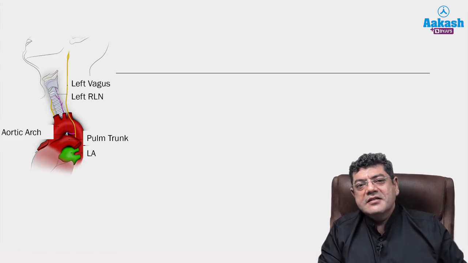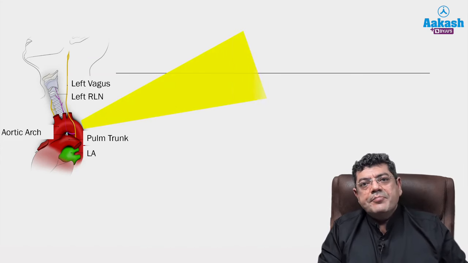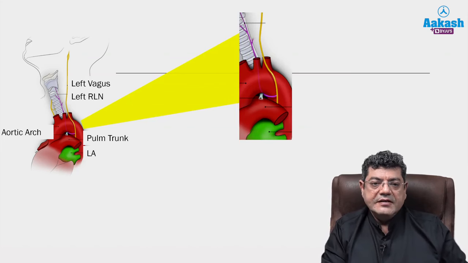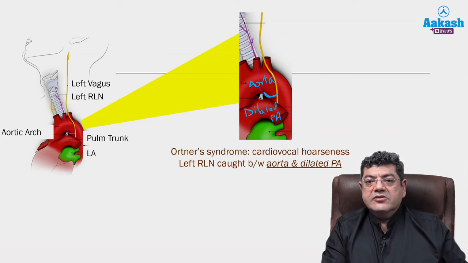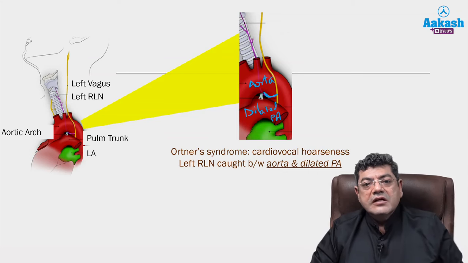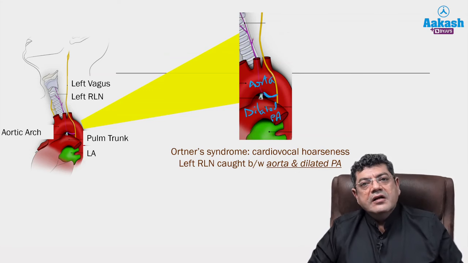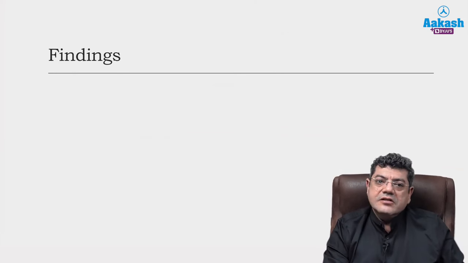Another interesting symptom is Ortner's syndrome or cardiovocal syndrome. It's because of entrapment of the left recurrent laryngeal nerve, that purple structure right there. When this structure is trapped between the aorta and a dilated pulmonary artery, it's called Ortner's syndrome or cardiovocal hoarseness, and that can happen in any cause of severe pulmonary artery hypertension, including mitral stenosis.